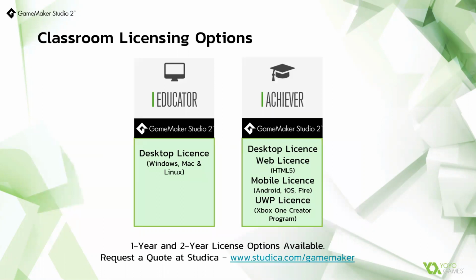So looking at classroom licensing options, we have two types of license available, and these can be purchased through Studica. There's our Educator license, which includes desktop, so PC or Mac exports, and our Achiever license, which includes desktop, mobile, which is iOS and Android, web, which is HTML5, and UWP, which is Universal Windows Platform, which rather excitingly lets you create games that can be put onto an Xbox One through the Microsoft Creators Program.